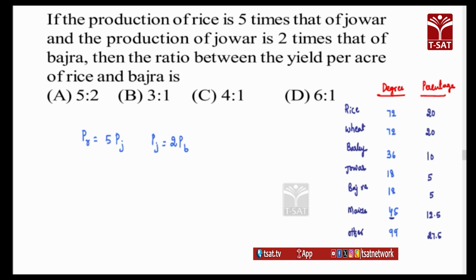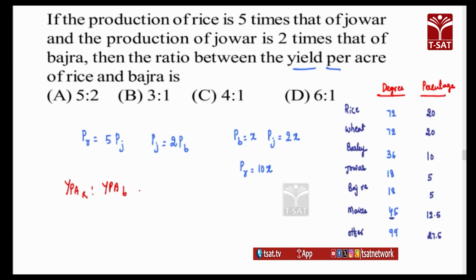Then the ratio between yield per acre. Yield means output, per acre means the place occupied. Okay, in terms of degrees it is all about the number of acres only given, right? So here production of bajra be x, therefore production of jowar becomes 2x and the production of rice becomes 10x. Yield per acre means how much production is there divided by the number of acres. Now it is asking you yield per acre for rice. Yield per acre for rice is to yield per acre for bajra.